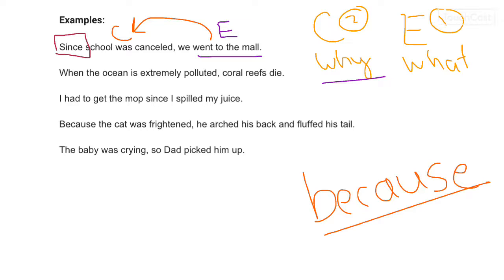When the ocean is extremely polluted, coral reefs die. So when is a key word for cause and effect. Let's think about what happened. Well, coral reefs die will be the effect. Why do coral reefs die? Because the ocean is polluted. They wouldn't die if it weren't polluted. So same thing, you can flip it. If you flip it and you said oceans are extremely polluted, why? Because coral reefs die. It doesn't work. So we just want to check ourselves.